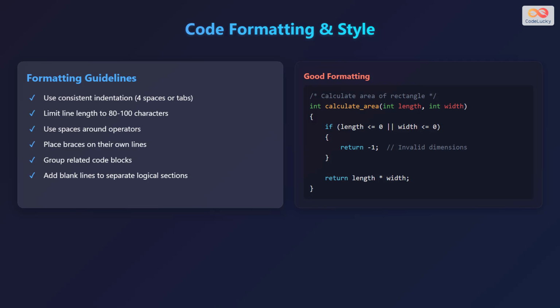Let's consider an example of good formatting. We have a function named calculate_area, which takes the length and width as input and calculates the area of a rectangle. Notice the consistent indentation, spaces around operators, and the placement of braces on their own lines. This makes the code easier to read and understand.